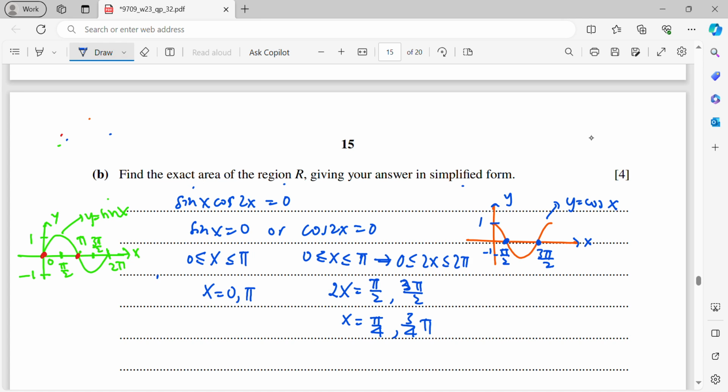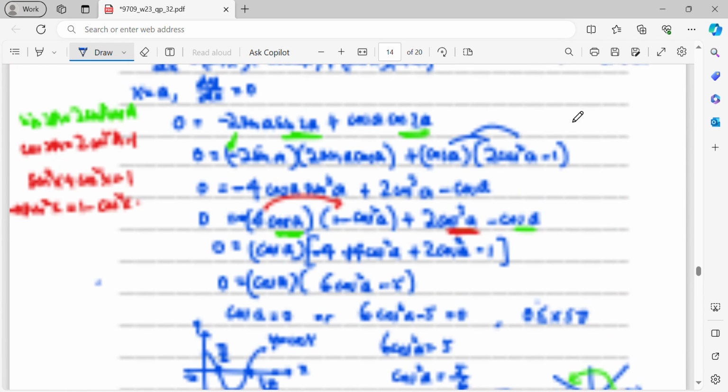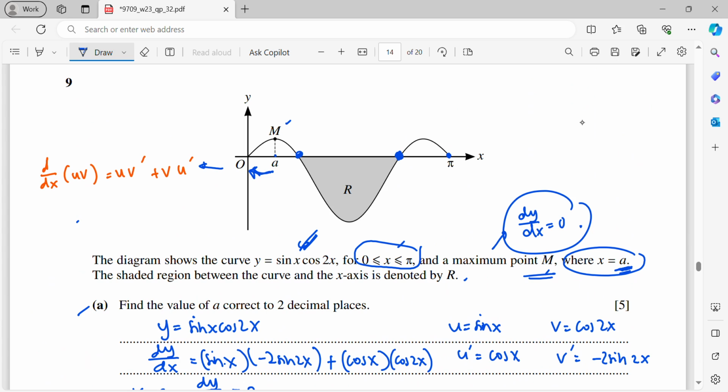So now let's check. 0, pi, pi over 4, and 3 over 4 pi. Obviously this one cannot be 0, and pi is already here. That means this is going to be pi over 4, and here is 3 over 4 pi. Alright, so now I have to integrate the graph from pi over 4 to 3 over 4 pi. But look at the region R. The region R is below the x-axis.